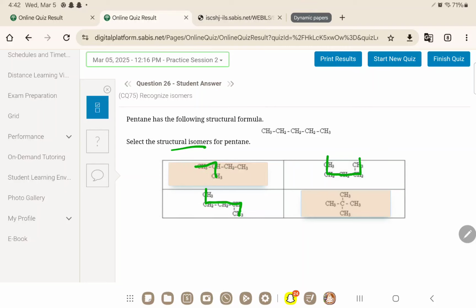Let's try this straight line. Still not passing through these C's. This straight line, not passing through this one. There's not one single line that you can draw without going back on itself. So this is a structural isomer. This one, you could go like this, like this, like this, but not one line where you can get all of them. So this is also a structural isomer. Moving on.